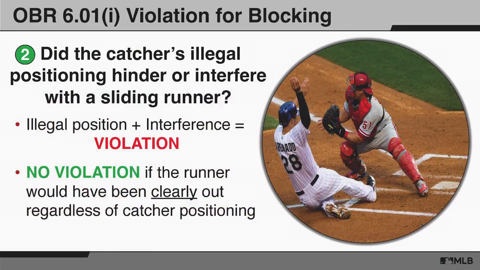In this photo, did the catcher's illegal position hinder or interfere with a sliding runner? This is considered a violation because he is straddling the plate, basically. He's in foul territory without possession of the ball. It is no violation if the runner would have been clearly out regardless of the catcher's positioning.